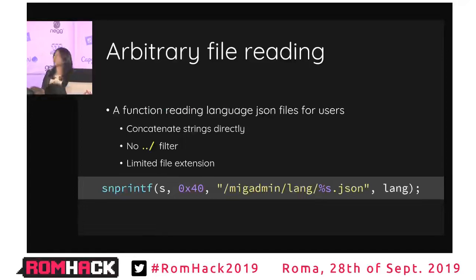It was a function used to show the corresponding language for users. It concatenates strings directly without a / filter, but a .json extension is appended automatically. So it seems like we can only read JSON files, right? Think about it. Can we remove the .json and read any file we want?